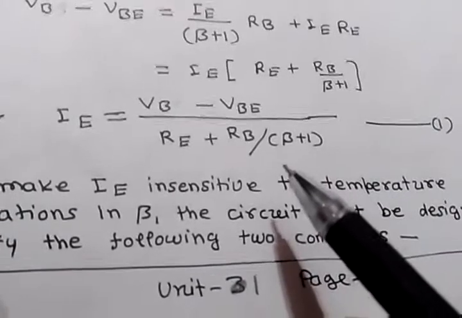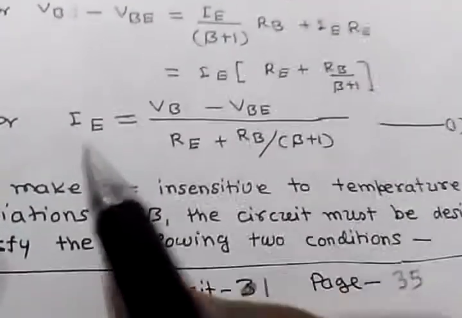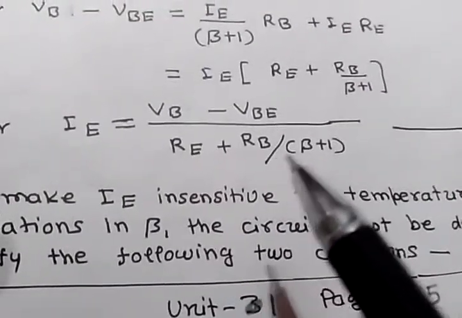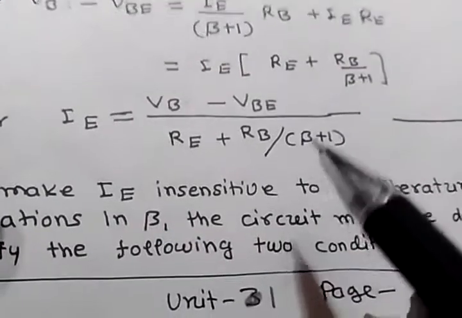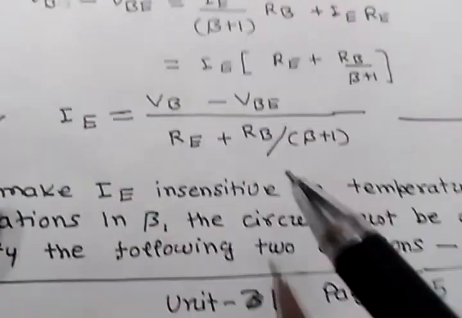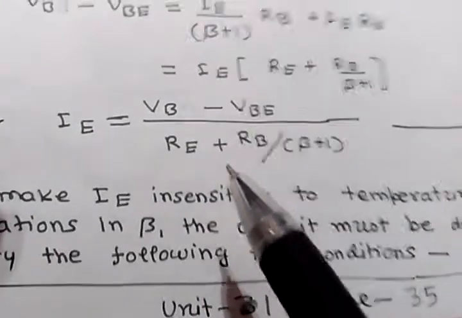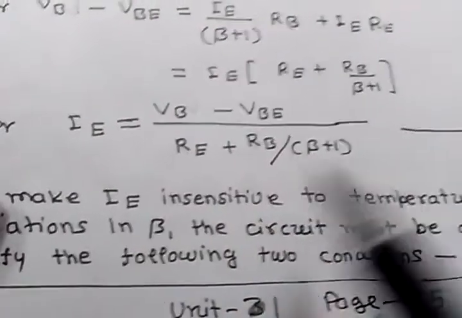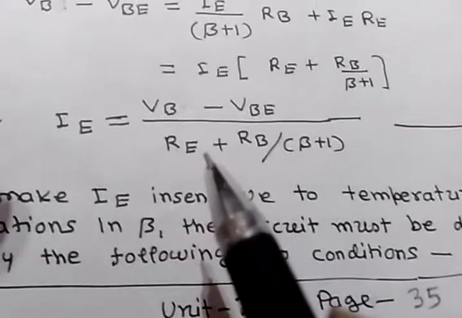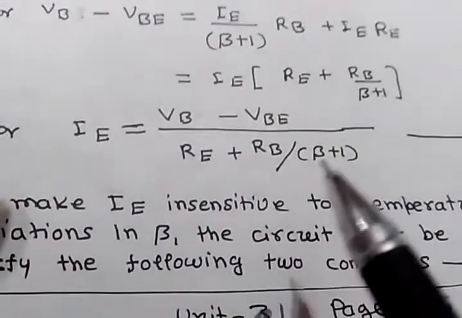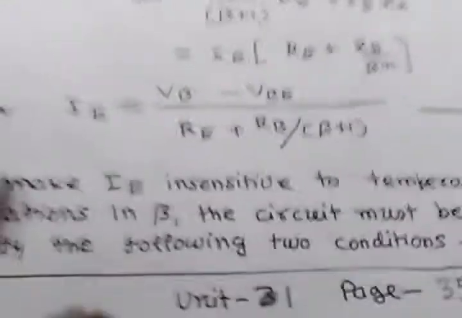If VB is greater than VBE, then this voltage can be neglected, and the potential divider circuit can be made insensitive to the variation in temperature. To minimize the effect of transistor parameter beta on emitter current, we have to neglect the second term of the denominator, RB upon beta plus 1. For that, we will use RE greater than RB upon beta plus 1. We have to select the value of emitter resistance such that it is greater than RB upon beta plus 1. So we can ignore the second term.